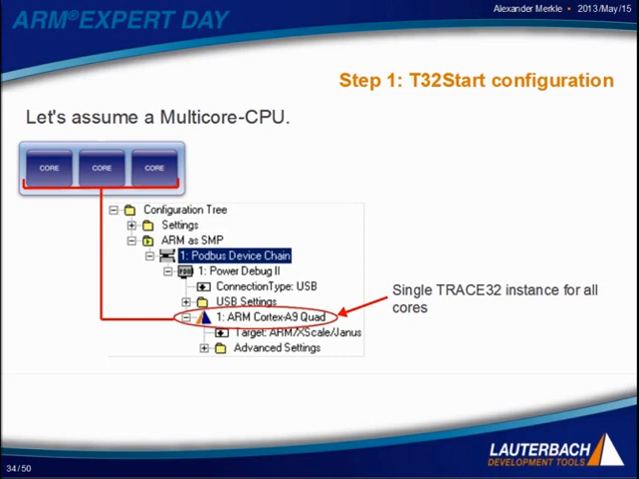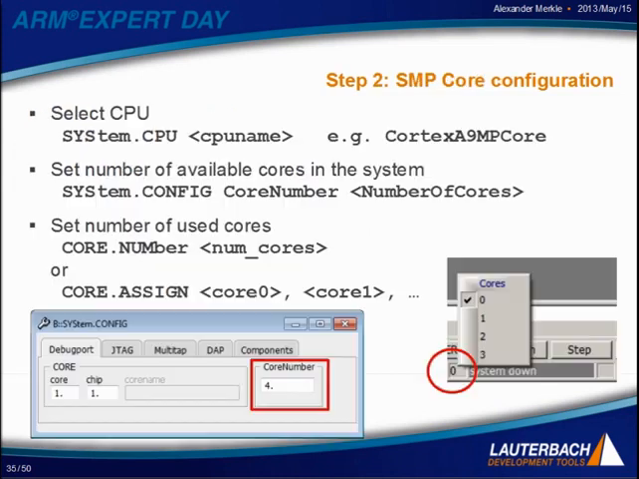Again, this is the snapshot of the T32 Start tool. I've got a power debug interface too, connected via USB, and I've got a single ARM debug session. And this single ARM debug session will be responsible for all cores. So what you do in the SMP session is you select your multiprocessing capable core. I've done this here for you, a Cortex A9 MP core.